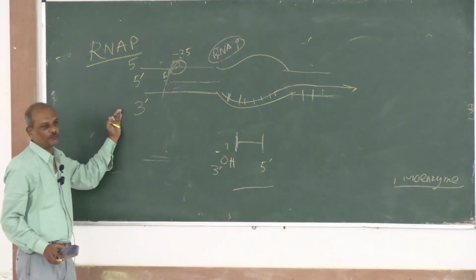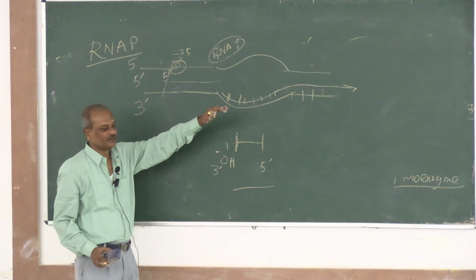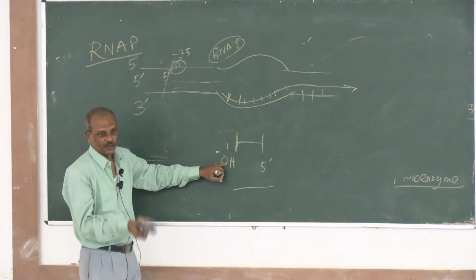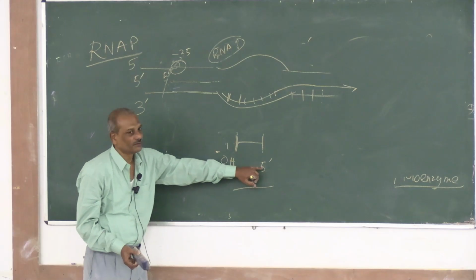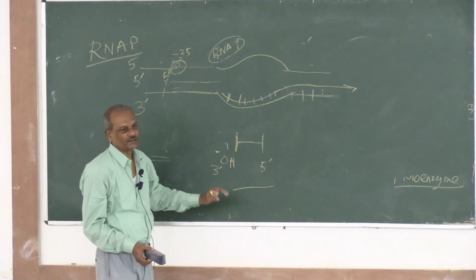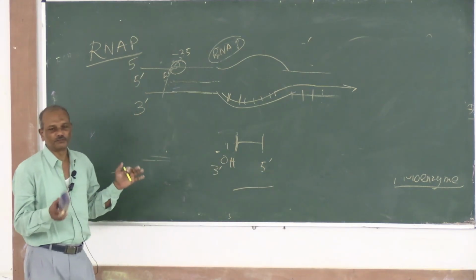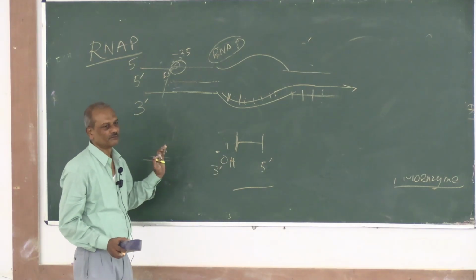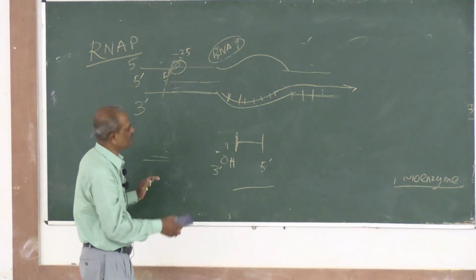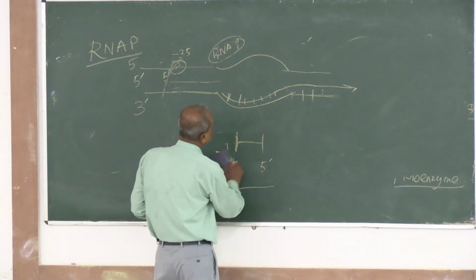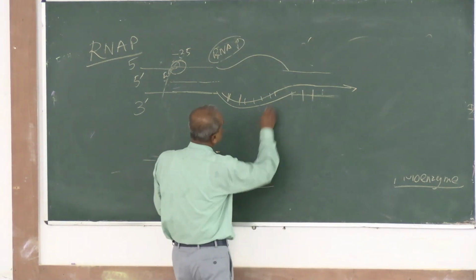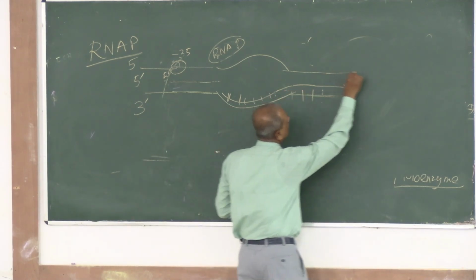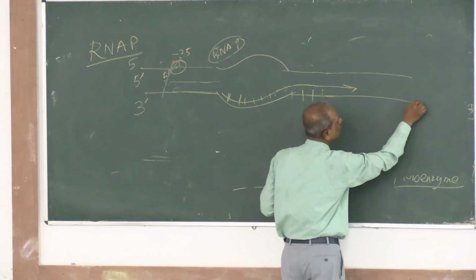Synthesis is occurring in the 5' to 3' direction. But since the 3' hydroxyl is free, the first ribose sugar will attach with the phosphate of the second. So the first phosphodiester bond will be 3' to 5', not 5' to 3'. I will show you in the picture. Once this short stretch of RNA is formed, elongation will continue, so long as the sequence is there.